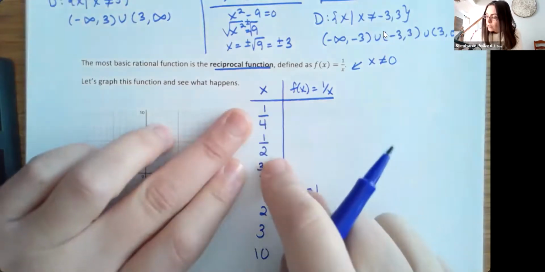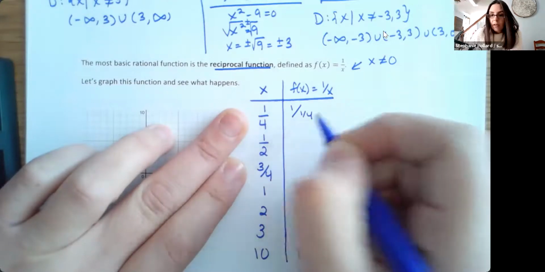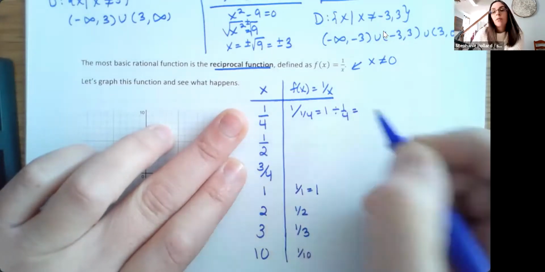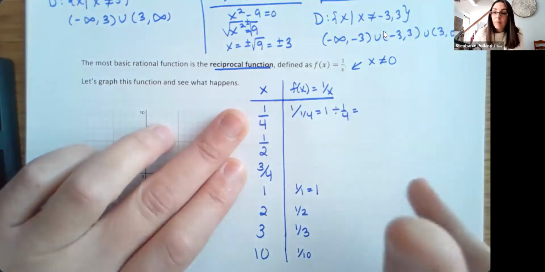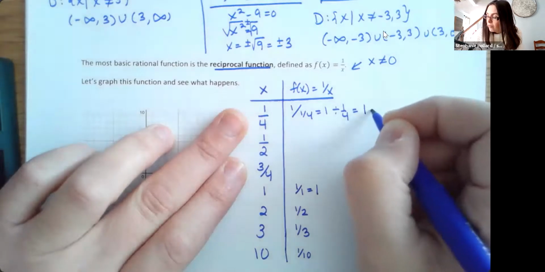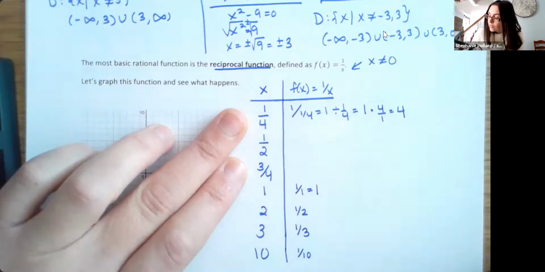When you plug in your fractions, you do want to be a little careful. So you have 1 over 1/4. So that's the same thing as 1 divided by 1/4. And remember that for fractions, division is actually the same as multiplying by the reciprocal. So this is the same thing as multiplying by 4 over 1. We flip that second fraction. And that is just 4 here.